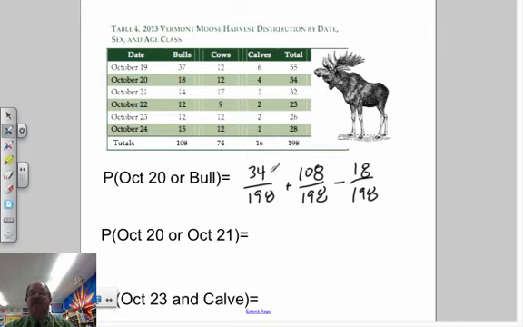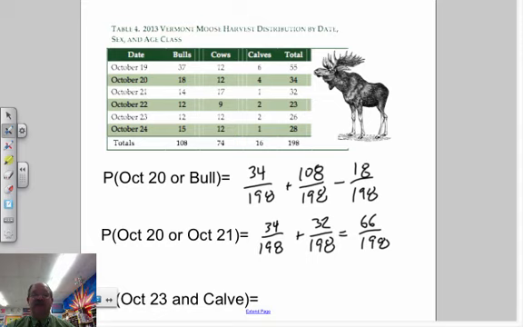We could add them, you can do the arithmetic on that. What's the probability that we draw somebody out to interview that either got a moose on October 20th or the 21st? Well, on the 20th, we had 34 out of our 198 moose shot. On the 21st, we had 32 of our 198. Is there any overlap between October 20th and 21st? Are these mutually exclusive events? These are mutually exclusive. We can't have shot on the same day. So that would be 66 out of 198, changed to a decimal, that sort of thing.